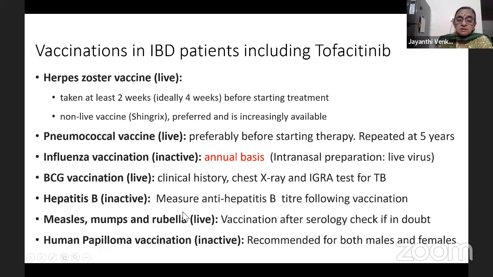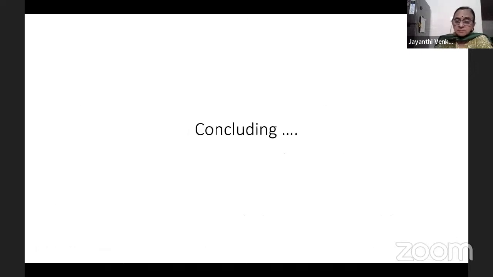And for vaccination, in our day-to-day practice, we are giving them pneumococcal vaccine, influenza vaccination, and hepatitis B vaccination. Herpes zoster vaccine, I think, has just appeared in the market, and some of my colleagues have used this as a protective means in patients with ulcerative colitis.